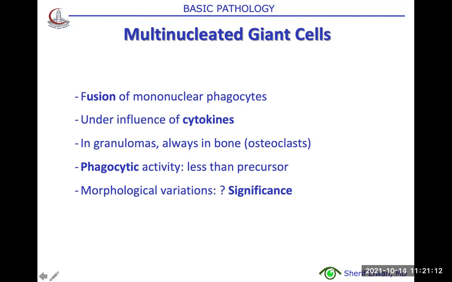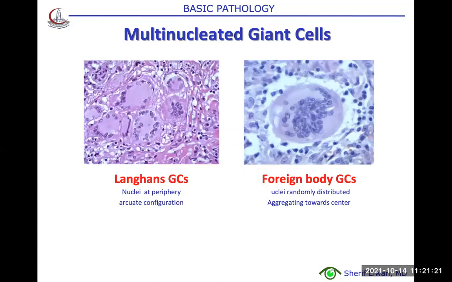that we are going to study now. But this morphological variation probably has a query significance on the function. For example, we have Langerhans giant cells and we have foreign body giant cells. Langerhans giant cells are characterized by the multi-nuclei being arranged at the periphery like a horseshoe in an arcuate fashion.